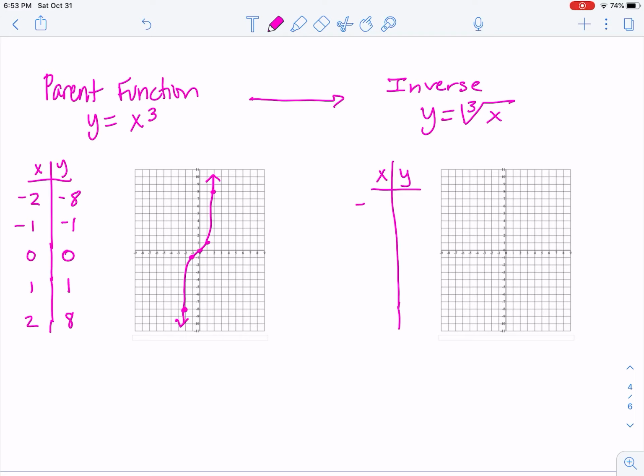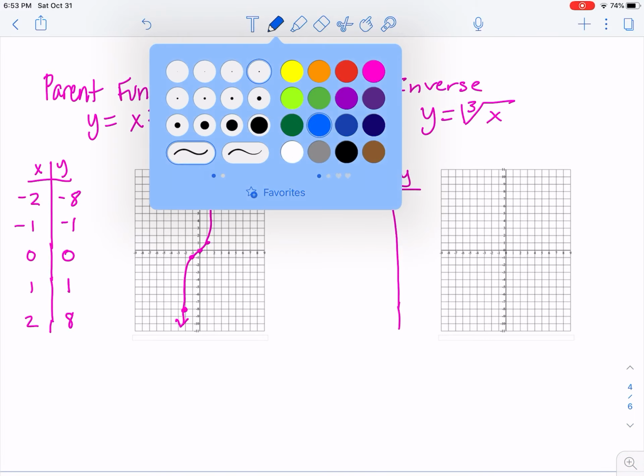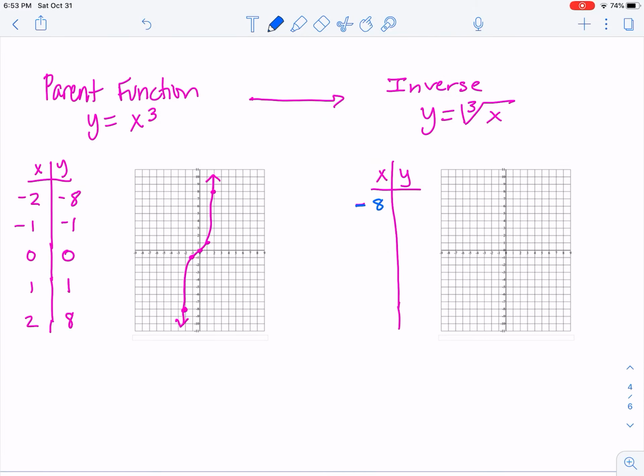So I'm going to have, maybe I should do this in a different color. Let's do blue. Negative 8, negative 2. Negative 1, negative 1. 0, 0. 1, 1. 8, 2. Let's plot that. Negative 8, negative 2. Negative 1, negative 1. 0, 0. 1, 1. 8, 2. And let's graph it. That is the cube root of x, which is also going to be another parent function.